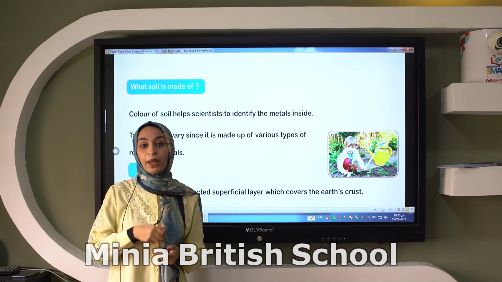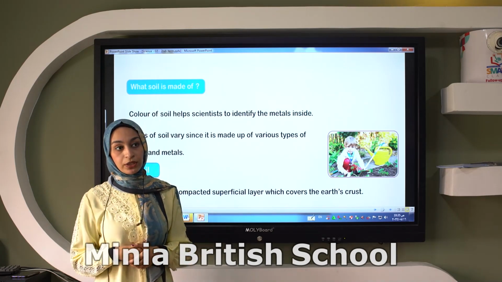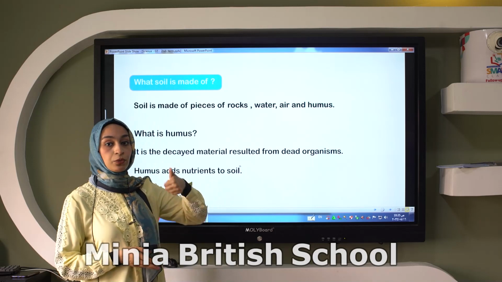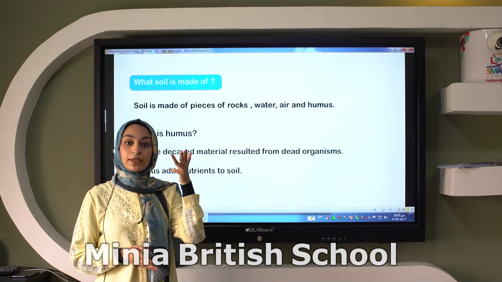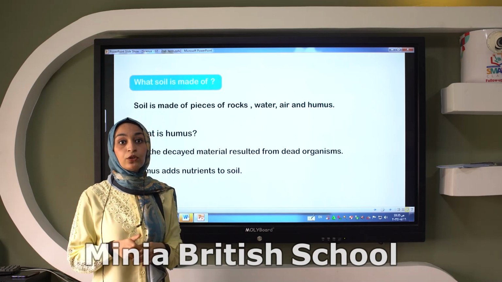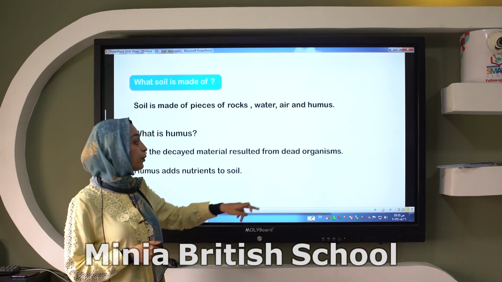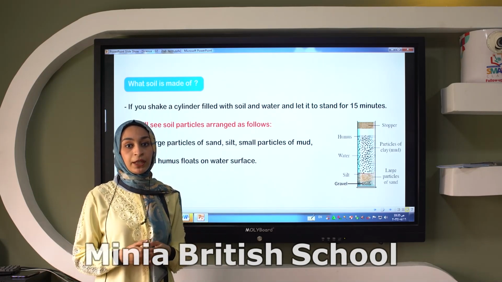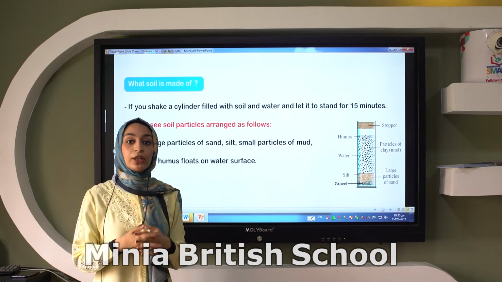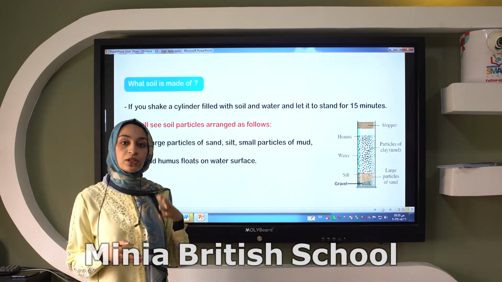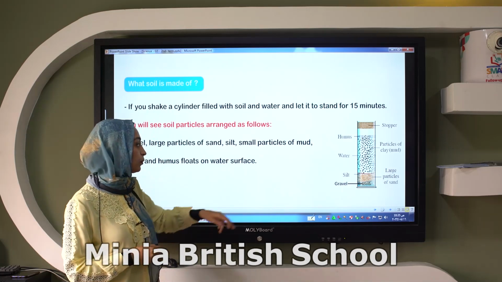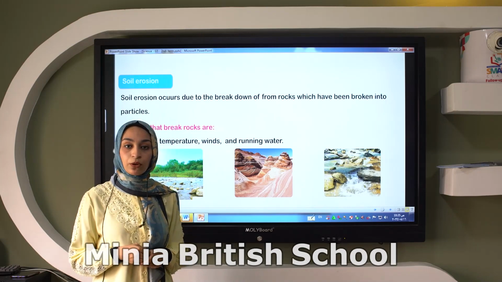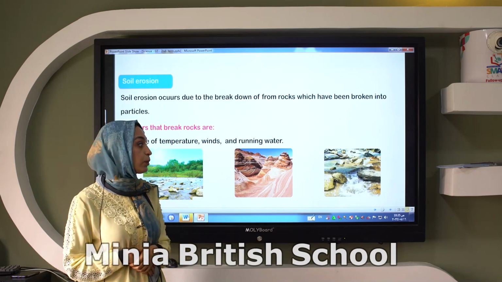It's a thin, non-compacted layer, or superficial loose layer, that covers the earth's crust. It consists of humus, air, water, silt, clay, and gravel. What about the humus? It's the remains of the decay of living organisms like animals and plants, after they mix with the soil and form the humus. The color of the humus is dark brown or black. So if I ask you why the color of the soil is dark brown or black, you have to write: due to the presence of the humus.